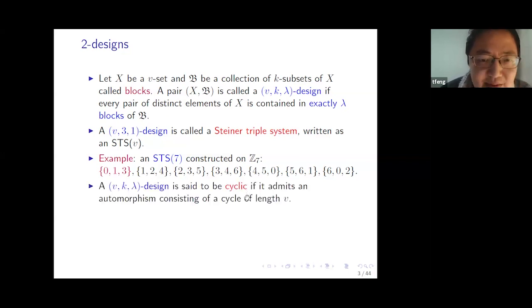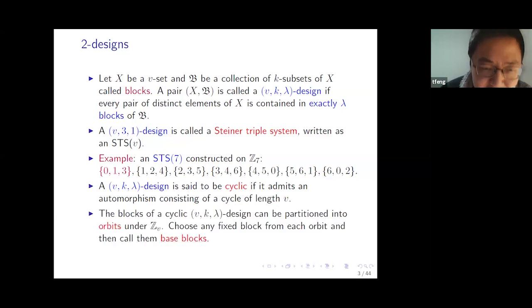If a design admits a cyclic group as its automorphism group, and this cyclic group consists of a cycle of length v, where v is the number of points, then the design is called cyclic. When we construct a design, we can construct a cyclic design. But if a cyclic design does not exist, it doesn't mean the design does not exist. Cyclic is just one approach to construct a design.